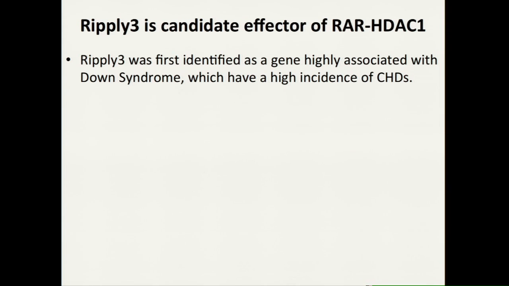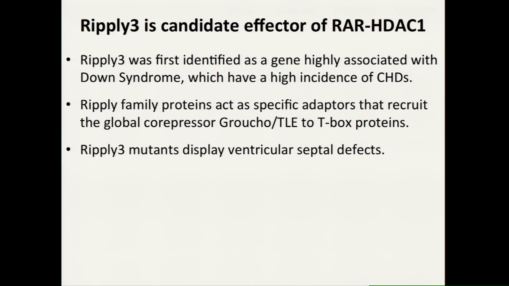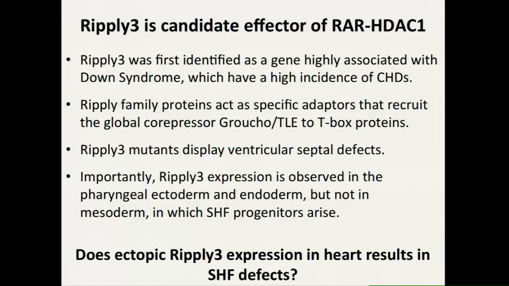As you know, it has a high probability of a congenital heart disease. And the Ripply proteins have also been shown to play a role as T-box protein co-repressors. When Ripply3 is gone, there are ventricular septal defects. More importantly, expression of Ripply3 has been shown in the pharyngeal ectoderm and endoderm, but not the mesoderm. So we would like to ask whether ectopic expression of Ripply3 in the heart mesoderm would lead to the defect we saw in the crack embryos.